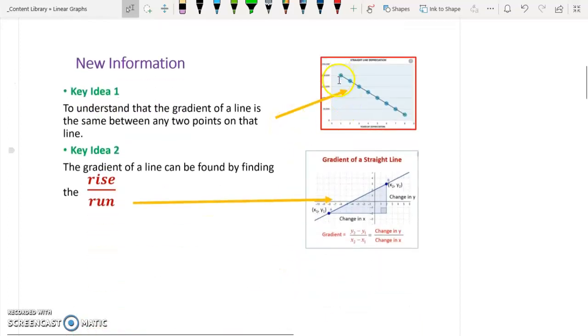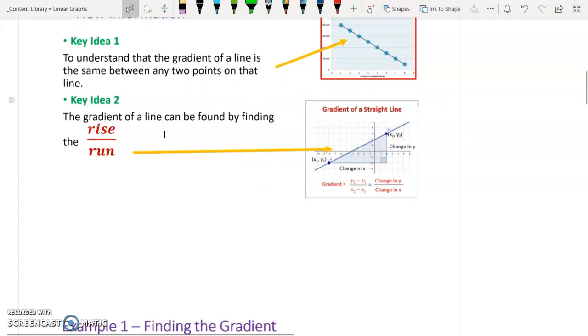As you can see here, the gradient between the first 2 points, the second 2 points, the third and fourth points, the fourth and fifth points, it's always the same pace. So that's why every equation runs in the format y equals mx plus c. That's going to be helpful for today.